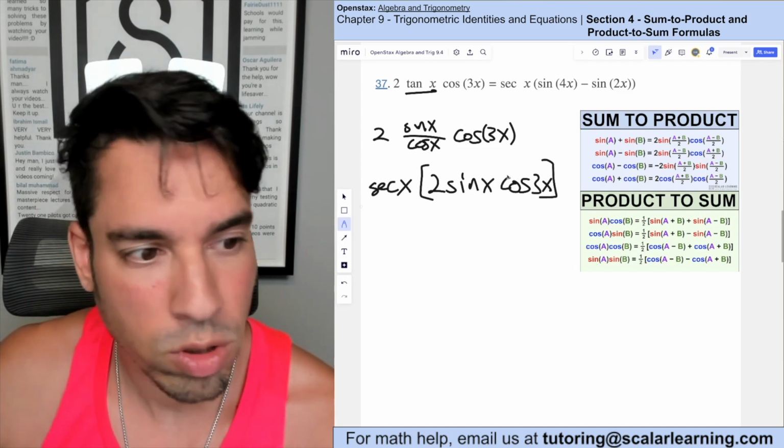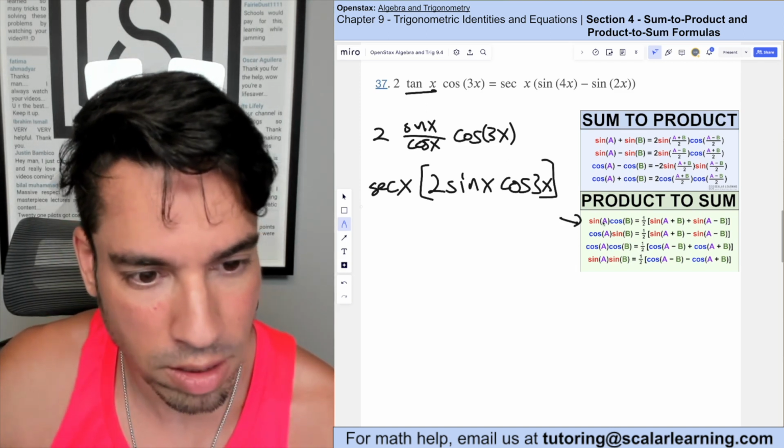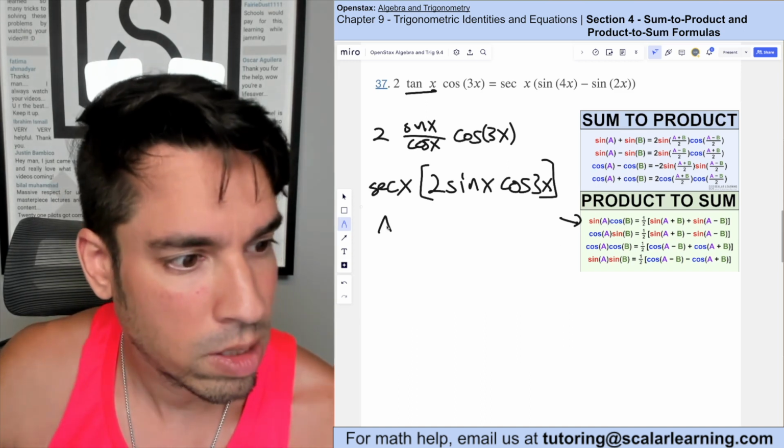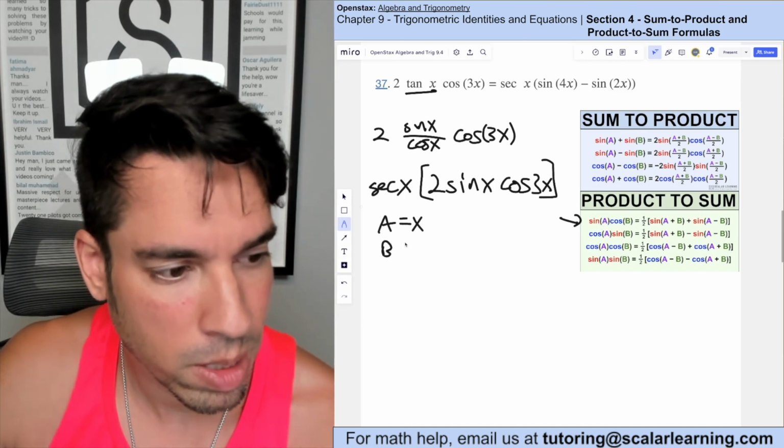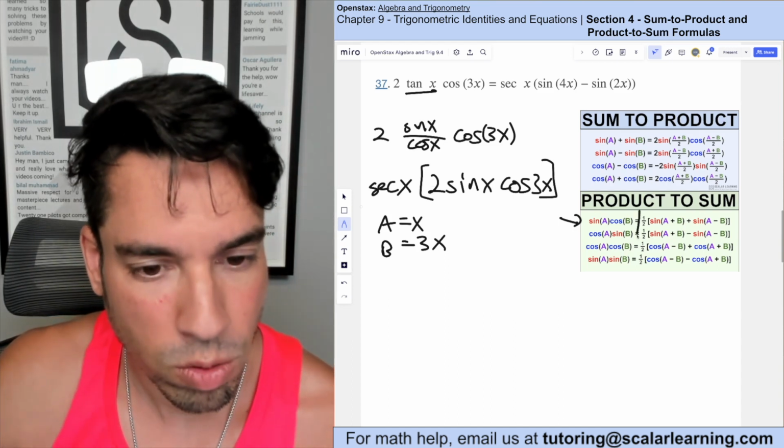Now I can use my nice sine x cosine x product to sum right here, sine of a cosine of b. So I'm going to set a equal to x, b equal to 3x, all right? Now we're going to apply it. And we're going to write this in.